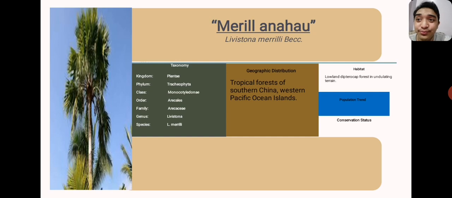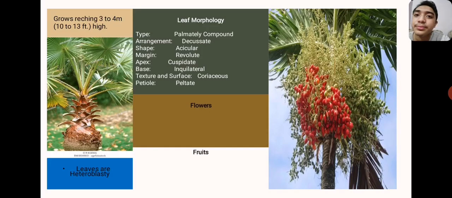Merrill anahaw, Livistona merrillii. Taxonomy: from the kingdom Plantae, phylum Tracheophyta, class Monocotyledonae, order Arecales, family Arecaceae, genus Livistona, species L. merrillii. Geographic distribution: tropical forests of southern China, western Pacific Ocean island. Habitat: lowland dipterocarp forest and undulating terrain. Population trend and conservation status: I didn't find it.